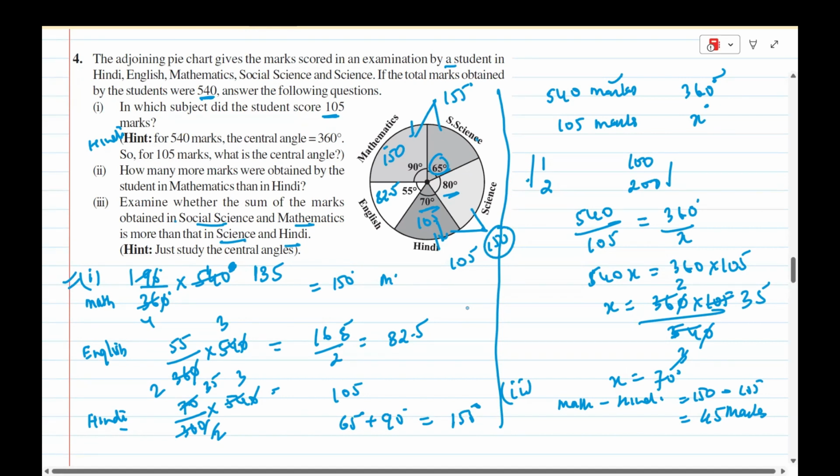Yes, it is more. What to write? You can write that the sum of the central angle is more for math and social science. That is why the marks obtained are also more in social science and maths than Hindi and English.